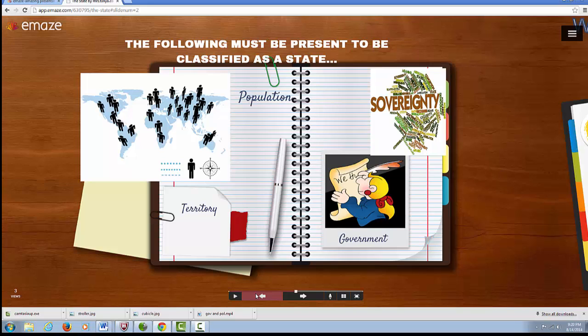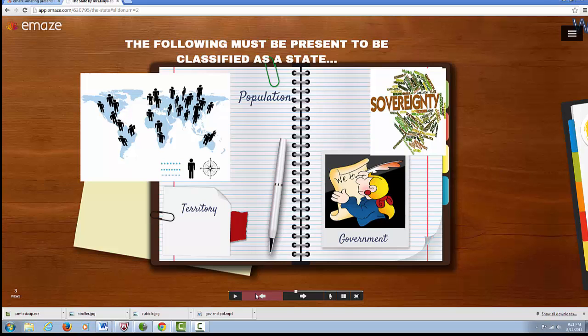In addition to those two things, there also needs to be a government. There needs to be a functioning and legitimate government. And the government is necessary to prevent the state of nature, which we'll discuss later.